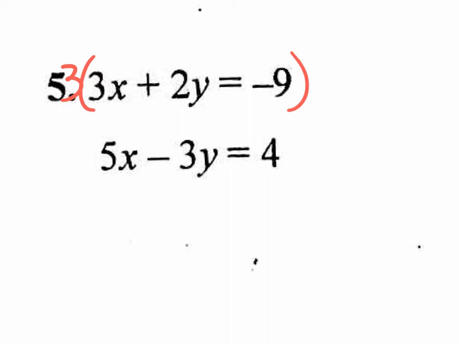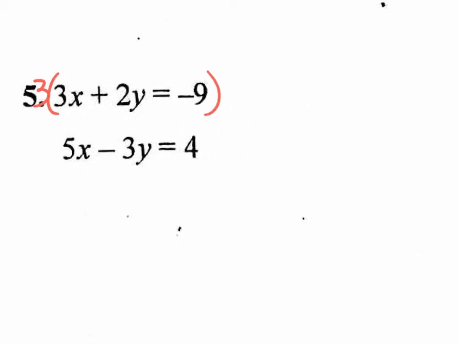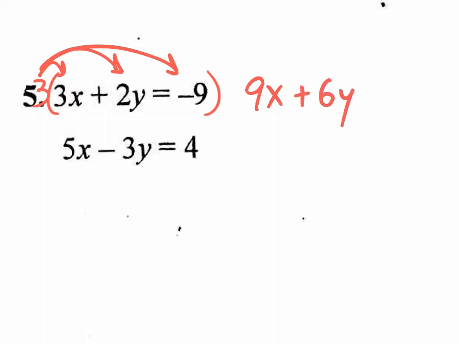So let's distribute the 3 into the top equation, producing a new equation over here. It's actually not a new equation. It's the same thing. It just looks different. 9x plus 6y equals negative 27, distributing the 3.